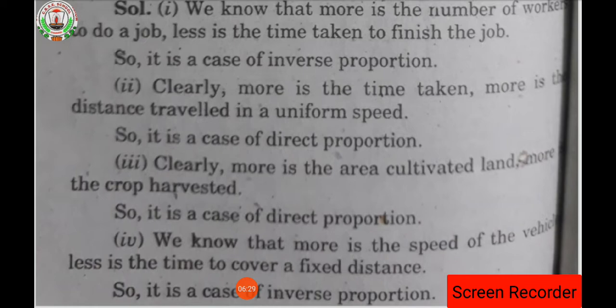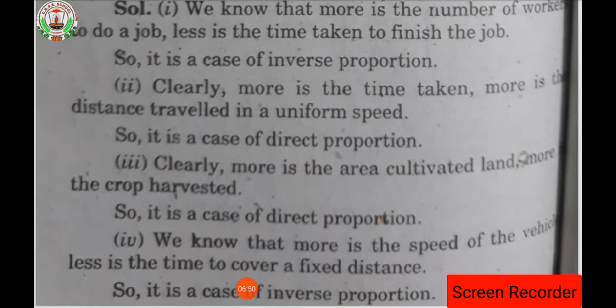Okay. The third part of the question says the area of the cultivated land and the crop harvested. So here clearly, the more the area of cultivated land, the more the crop harvested. Therefore this statement is a direct proportion statement.